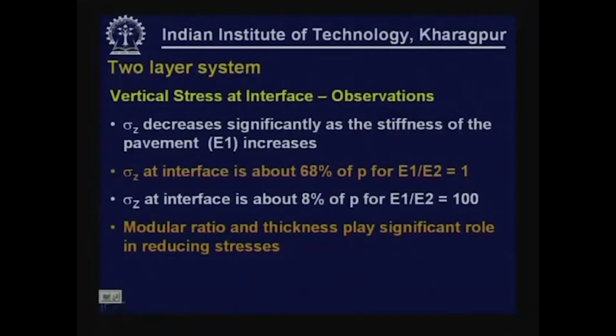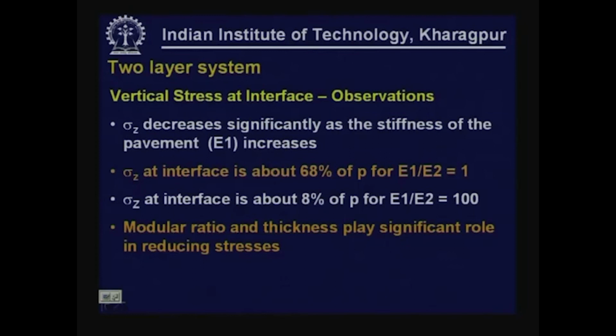But on the other hand, when the modular ratio increases to about 100, that means the elastic modulus value of the pavement is about 100 times the modulus value of the subgrade, then this vertical stress at the same depth gets reduced to about 8% of what we applied at the surface as contact pressure. So, modular ratio and thickness of pavement play a very significant role in reducing the stresses on the subgrade.